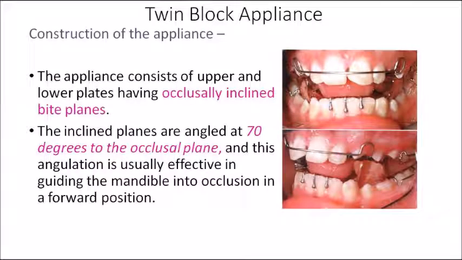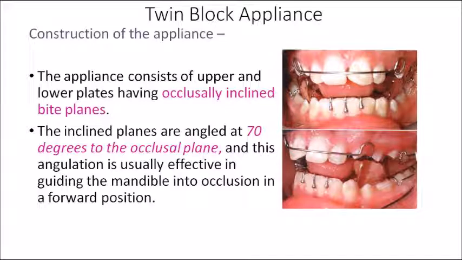Now, the twin block appliance basically consists of an upper and lower inclined plane with an angulation of 70 degrees. So, why this angulation of 70 degrees? It's because this is the angle which can effectively displace the mandible forward. Earlier, the twin block was constructed with a 90-degree angulation, but the 90-degree angulation was not found adequate to displace the mandible. There is no gliding motion of the mandible. So 70-degree angulation is the most effective angulation for guiding the mandible into an anterior position.